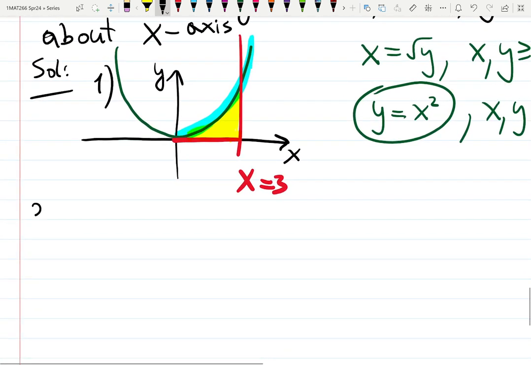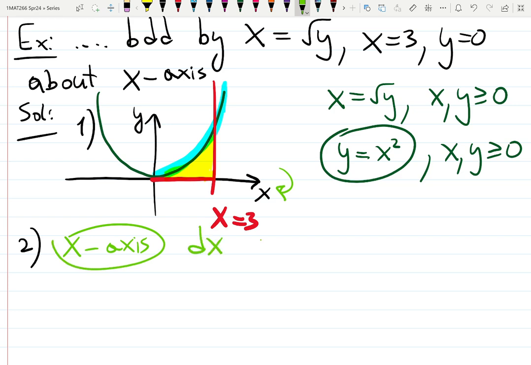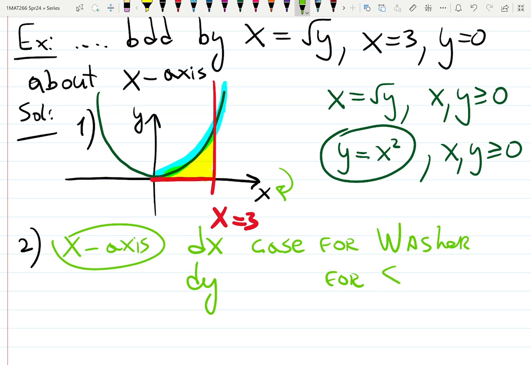Now, step 2 is to figure out the rotation. Rotation is happening about x-axis. So I'm going to make a note to myself. If rotation is happening about x-axis, then it is the dx case for washer, but the dy case for shell. See, I already can do both. Well, I can now think which one should I do. Either I tell you use shell and then you do shell, or you choose by yourself. Sometimes it's obvious that you have to do one or another one, but this one can be done both ways.